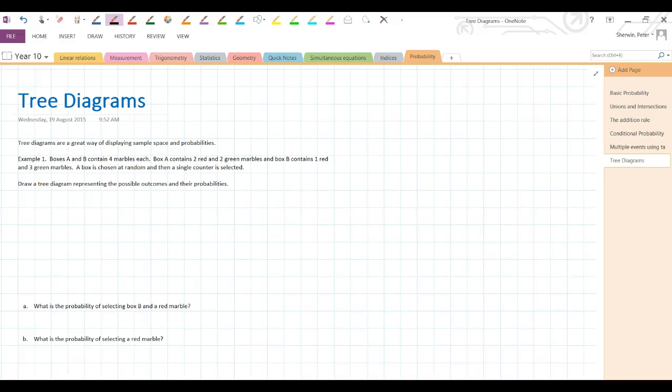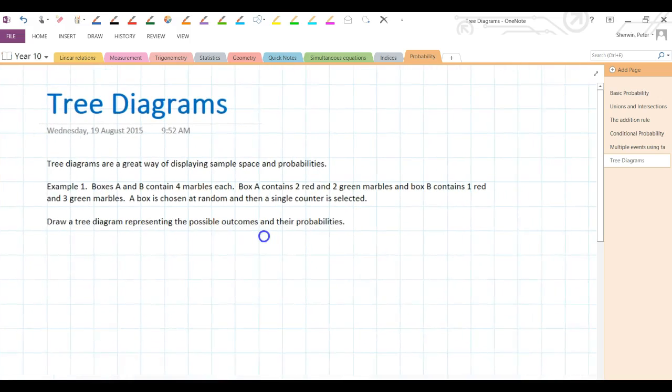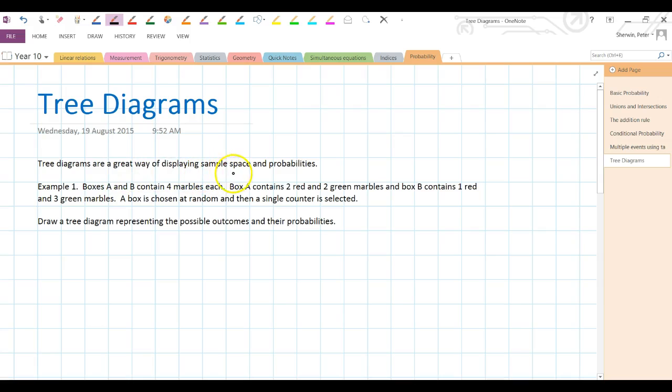Okay, in this screencast we're going to look at tree diagrams, which are an excellent way of displaying the sample space of an event and their probabilities. So we're going to have a look at a couple of examples, but for your notes, just maybe pause the screen and get the example down, and then we'll talk it through. As I say in my opening statement here, tree diagrams are a great way of displaying sample space.